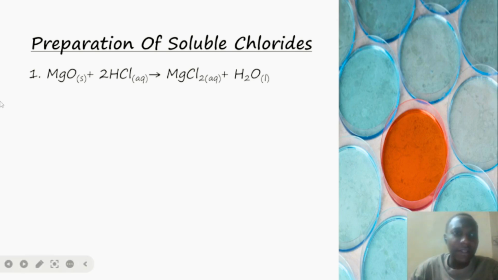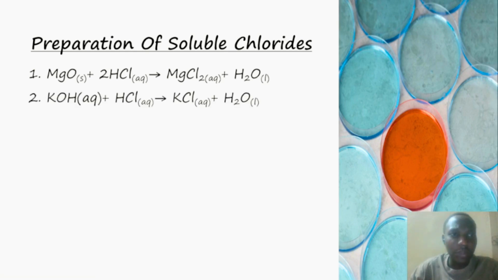For example, magnesium oxide plus hydrochloric acid leads to magnesium chloride plus water. That's the first way of preparing a soluble chloride, magnesium chloride, by using the oxide. The other example is potassium hydroxide plus dilute hydrochloric acid, which leads to potassium chloride plus water. So here we are using the hydroxide.